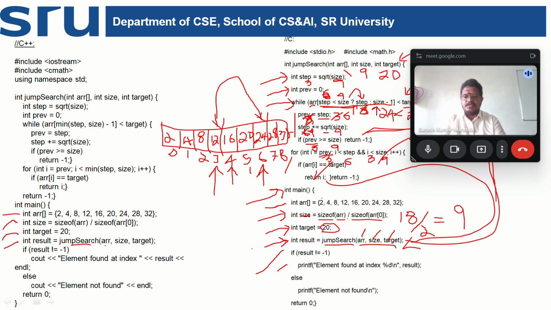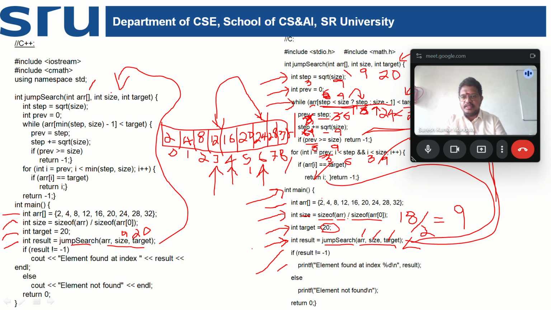In the jump search, we are passing 3 parameters. The ARR consisting of all the values present in the array. The size will be 9. The target value is stored with 20. It will be passed from here to here. The ARR will be stored with all the values 2, 4, 8, 12, 16, 20, 24, 28, 32.